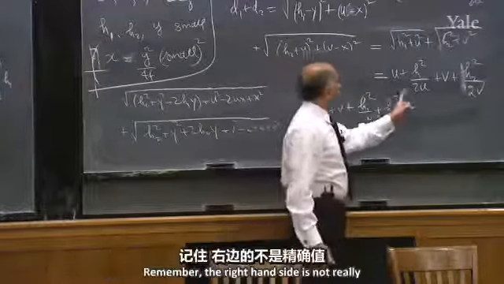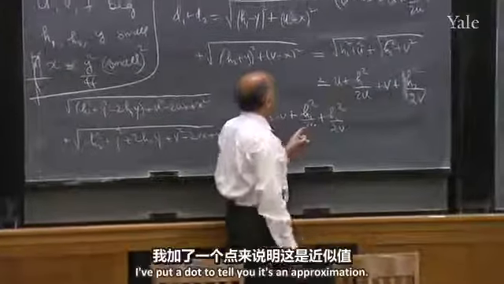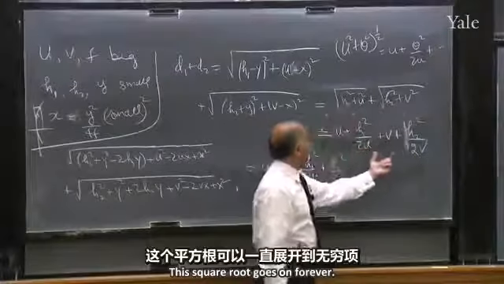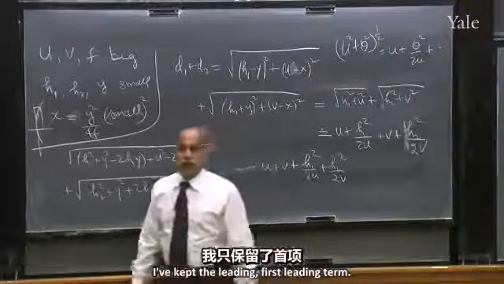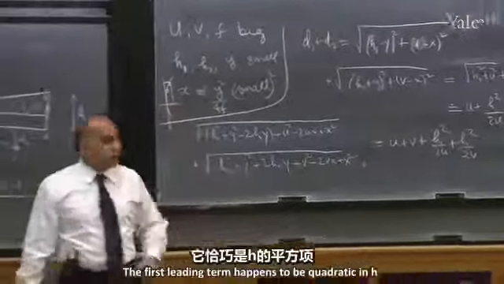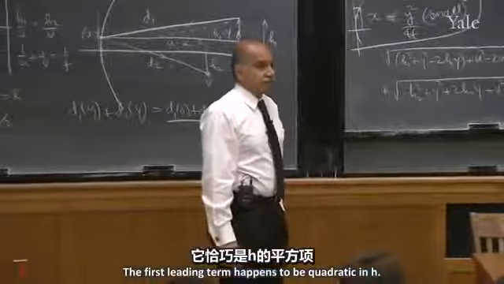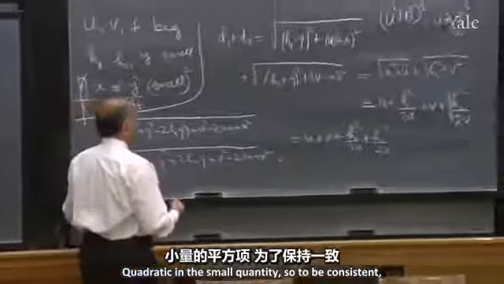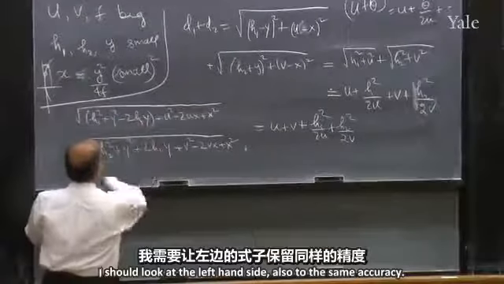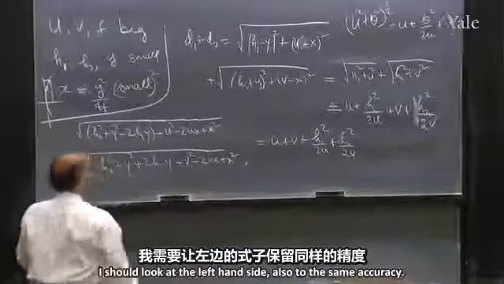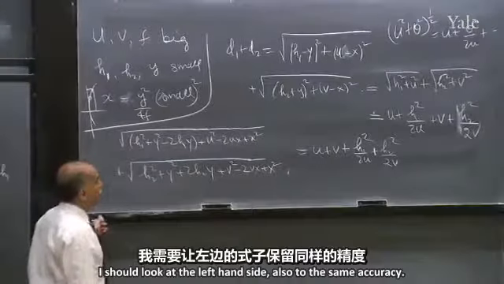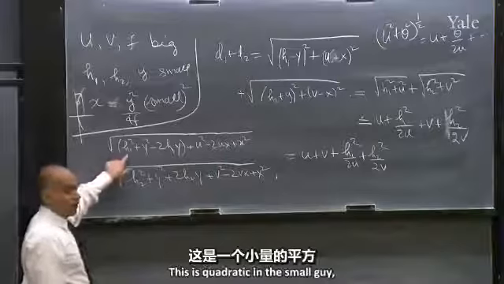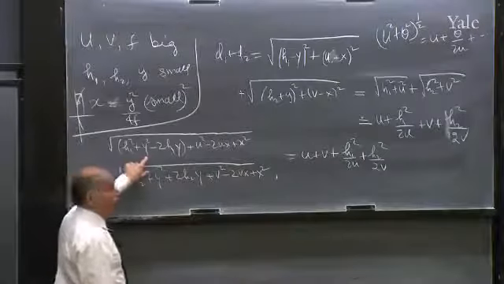Remember, the right-hand side is not really equal; I put a dot to tell you it's an approximation. This square root goes on forever. I've kept the first leading term. The first leading term happens to be quadratic in h. Quadratic in the small quantity. So to be consistent, I should look at the left-hand side also to the same accuracy. So let's look at the left-hand side here. This is quadratic in the small guy. Quadratic in the small guy.